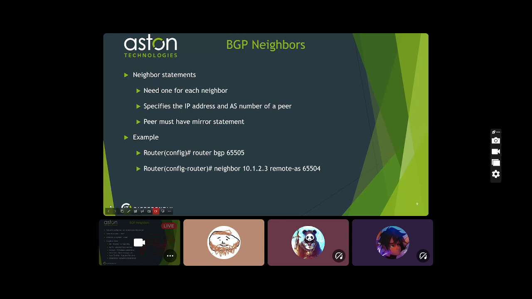So, just like all the other dynamic protocols, we have to turn the protocol on. Router BGP, and then we are specifying our autonomous system number. You then create a neighbor statement. So I want to form a neighbor relationship with this address, and I expect him to have this autonomous system number.